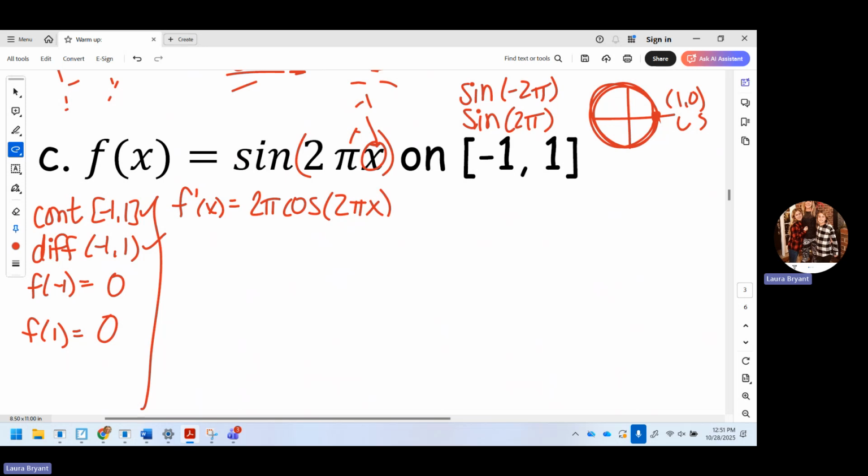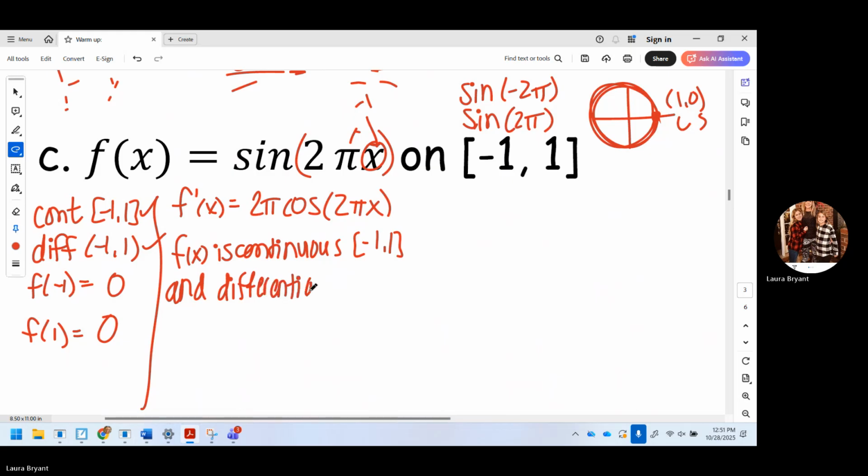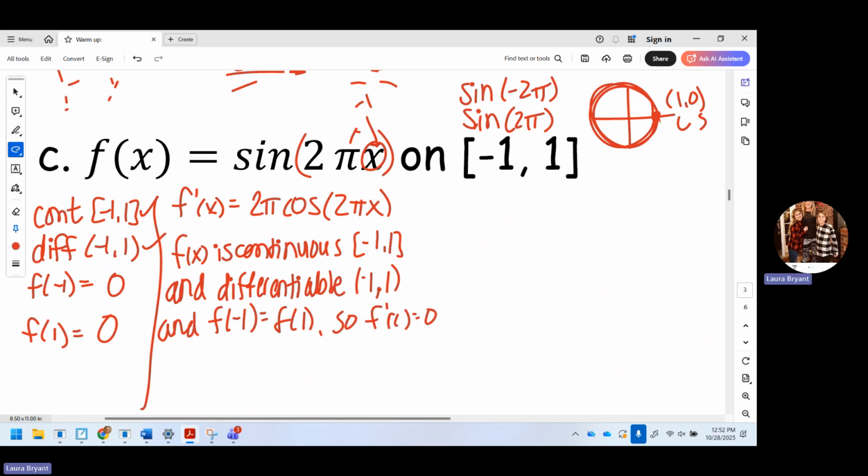Yes. Okay, so Rolle's theorem, I'll write that sentence. F of x is continuous from -1 to 1 and differentiable from -1 to 1. And f of -1 equals f of 1. So the derivative will equal 0 where c is between -1 and 1.